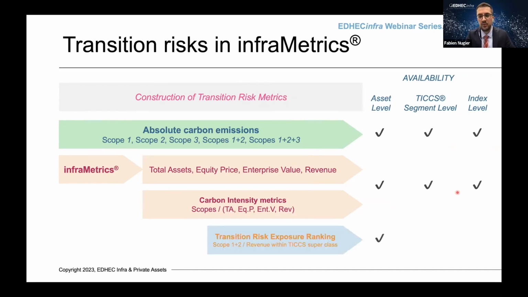And finally, we use Scope 1 plus 2 emissions as it represents quite well the emissions of the assets. And Scope 3 is more particular, more difficult to catch. So we take Scope 1 plus 2 emissions and divide by revenue. And we use this to establish a ranking of those assets within a superclass. So within IC10, within IC20, etc. And this is available at the asset level.